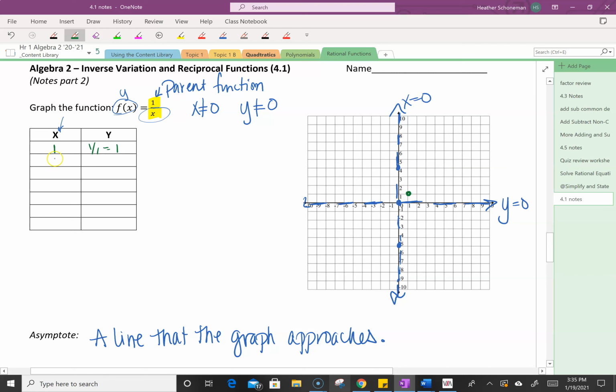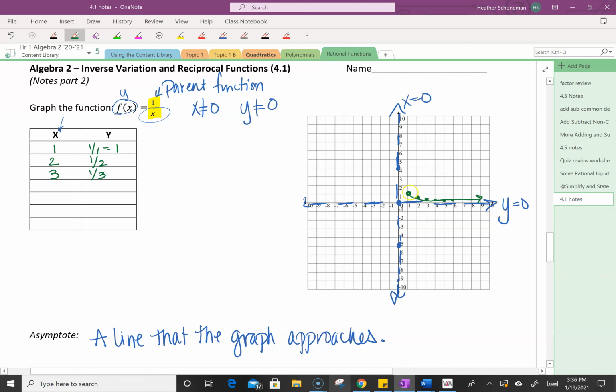Okay, well, let's see what happens when I do the next number. How about 2? If I plug in 2, I get 1 over 2, which is 1/2. So I'm going to plot the point (2, 1/2). I keep going. What if I did 3? That'd be 1 over 3. So I get (3, 1/3). I'm not going to write up my table, but 4 would be 1/4, then 1/5, 1/6. So as you see, as I go in this way, it gets really close to my line, but it's never going to quite touch 0.